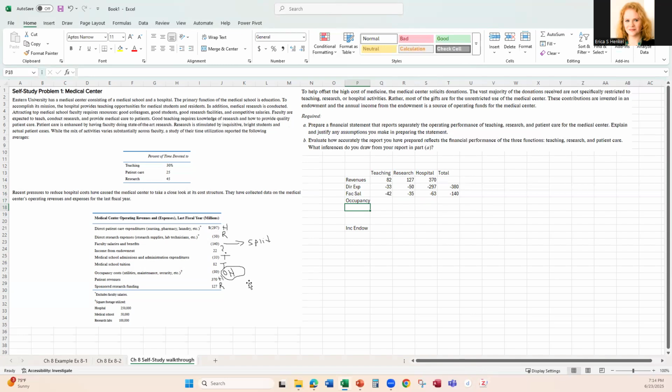which is the overhead, right? So we've got that 80 million that we need to distribute. Well, that doesn't seem like it makes sense to distribute based on faculty time, but they do mention down here in the fine print that there's square footage known for the hospital, the school, and the labs. So if we say, hey, since these occupancy costs are utilities, maintenance, security, we'll base that on square footage. All right, so 250, 50, and 100.